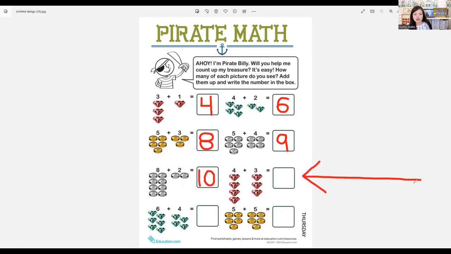Okay, more red jewels. Let's count. Four plus three equals one, two, three, four, five, six, seven. Write number seven. Four plus three equals seven.